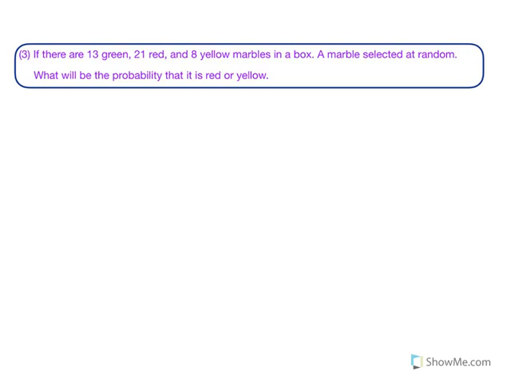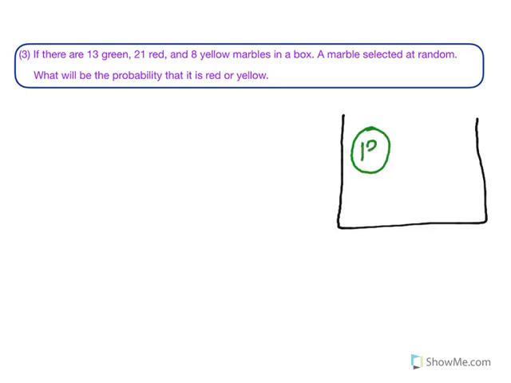So let's go to the next and last one. It says that you have a box, and inside this box you have 13 green marbles. So let's say we have 13 green, 21 red. So here we have 21 red marbles and 8 yellow. So we have 8 yellow. I know it looks orange, but I don't have a yellow on this. I will find it. But let's say that this last color was the yellow one.